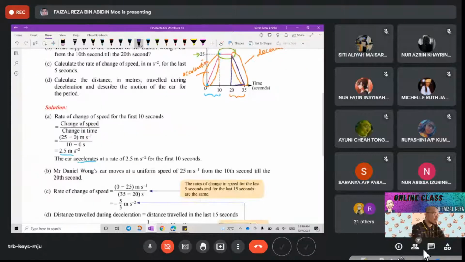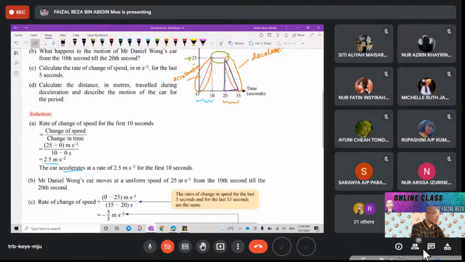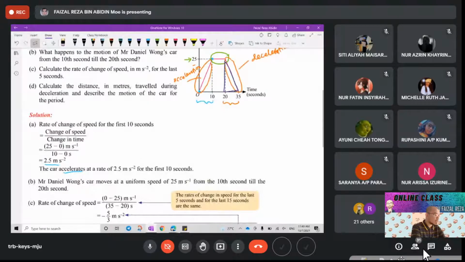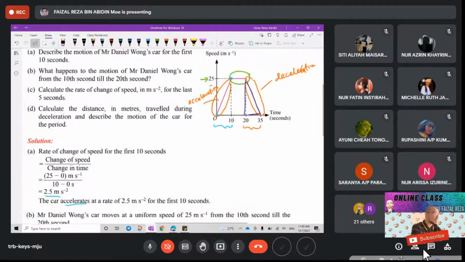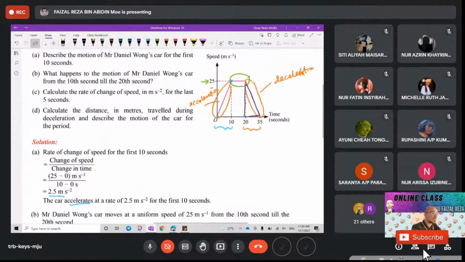Wait, part C, oh sorry. Calculate the rate of change of speed in meter per second for the last 5 seconds. For the last 5 seconds, we don't have 5 seconds over here, so it's going to be the same with 20 to 35 seconds. This one is deceleration. So we are going to find the rate of change of speed.